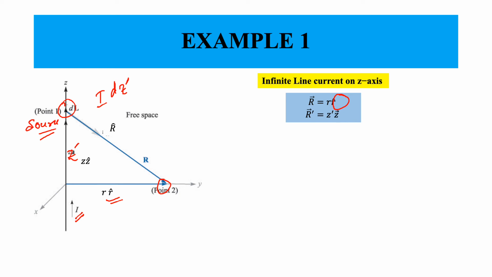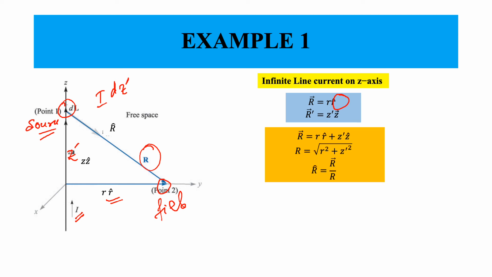So clearly the vector r, which is in the form of current element and direction from current element to the field point, is given by r r hat plus z prime z hat. What is the magnitude of that? The magnitude of this vector is the square root of r square plus z prime square. I also require the unit vector, which will be given by r divided by its magnitude. Now we are ready to apply Biot-Savart law.